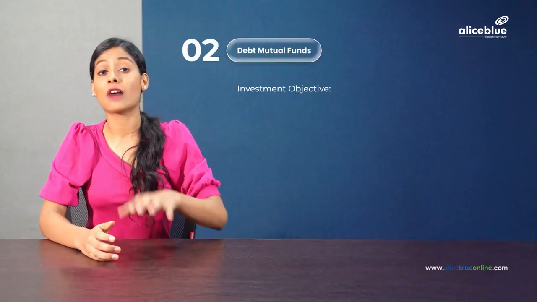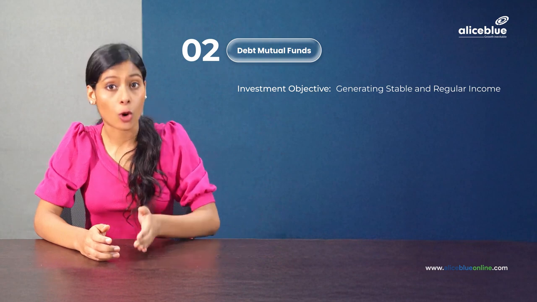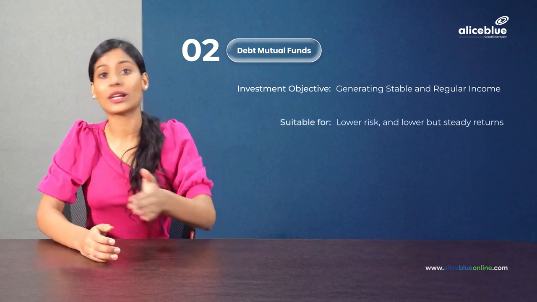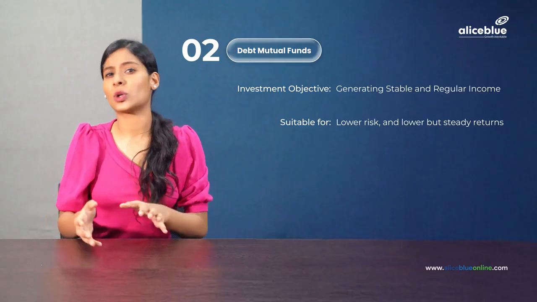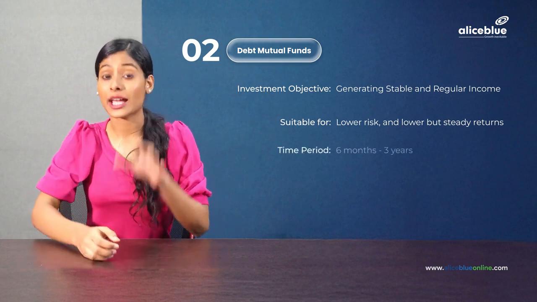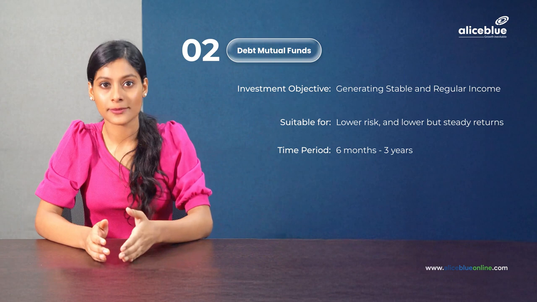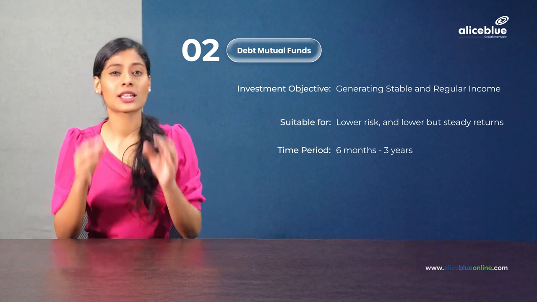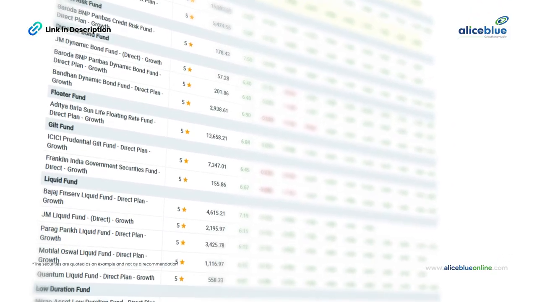Debt mutual funds are for generating stable and regular income by investing in bonds and treasury bills. They usually involve lower risks and lower expense ratios, usually between 0.1% to 1%, because managing bonds and treasury bills is simpler and it's less volatile. However, the time span tends to be smaller, lasting from 6 months to 3 years. Hence, it is suitable for anyone looking to park their surplus funds safely for a short while. Here's the list of the debt mutual funds you can find in India.